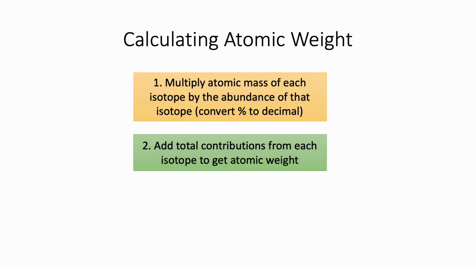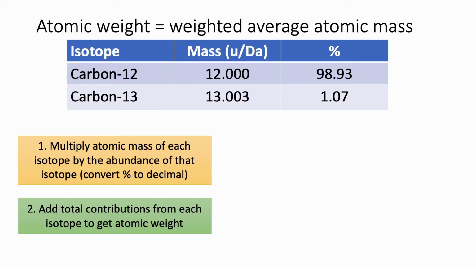So let's go back to carbon. Carbon has 2 primary isotopes. People often ask me about carbon-14, but the truth is that carbon-14 makes up, if I remember correctly, 0.001% of all carbon. So it basically does not really contribute much to the average atomic mass at all. So let's just look at carbon-12 and carbon-13.